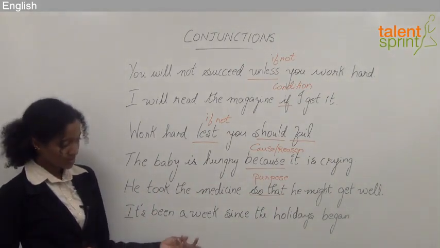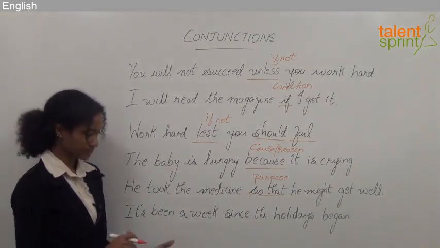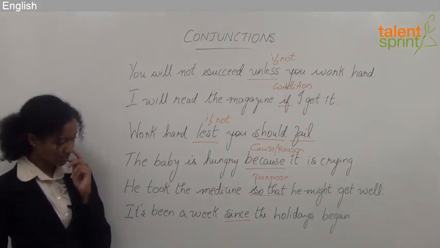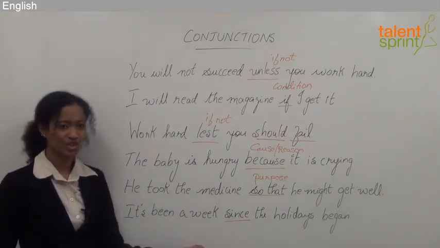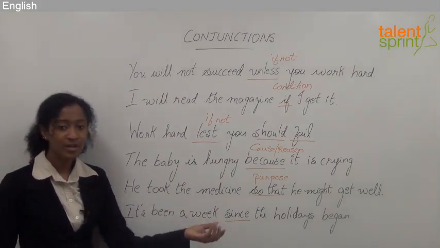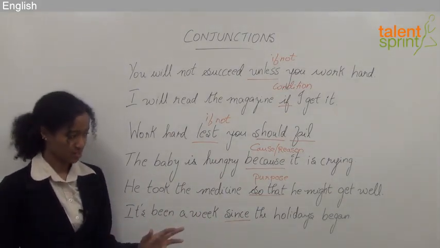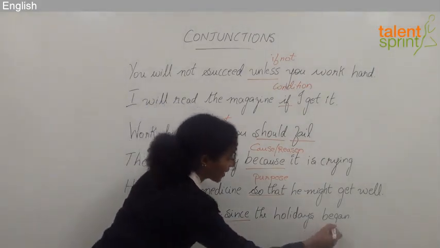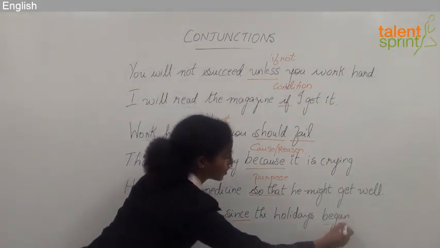It's been a week since the holidays began. So here since is my conjunction. Note that when since acts as a conjunction in a sentence, again it is followed by a verb in the simple past tense. So what is the verb which is following? Began. Began is in the simple past tense.